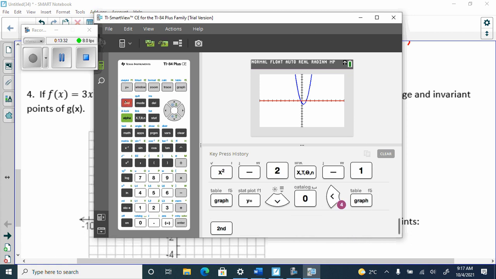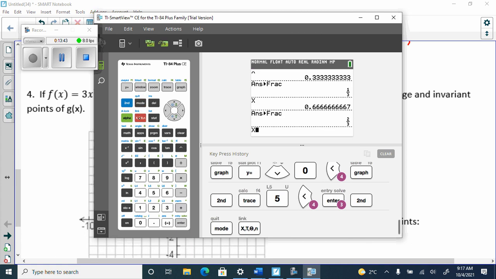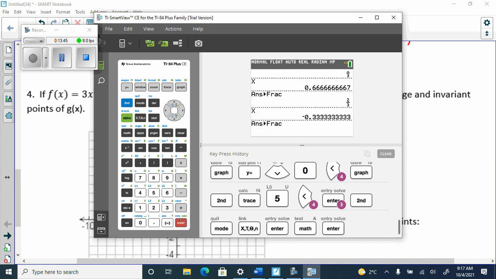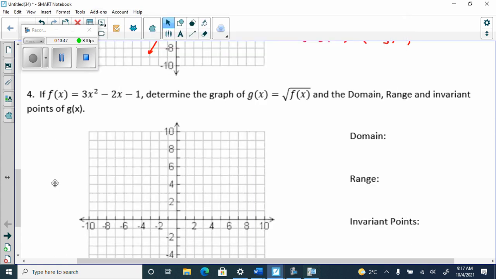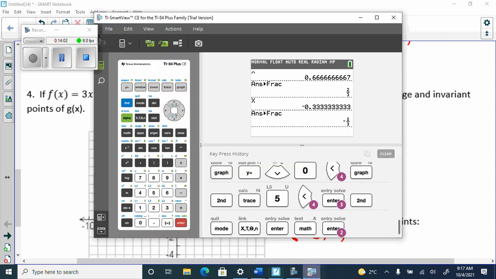So we're going to go second trace 5. I'm going to go over to this one, enter, enter, enter. And I get negative 0.3333. Remember, if we can't remember what that is, x, enter, math, enter, enter. Oh, it's at negative 1/3 and 0. So that's going to be one of them. So I'm going to go here and put a dot in red, because I'm going to put all my invariants in red this time.